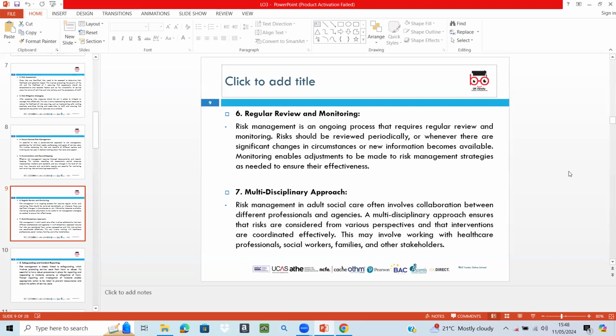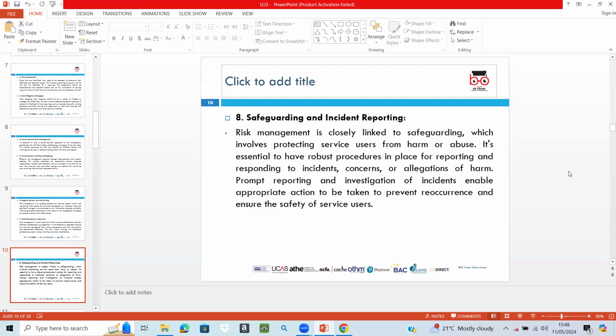Then move to the next slide. Then we have to discuss safeguarding and incident reporting. Safeguarding and incident reporting, again, it is essential.